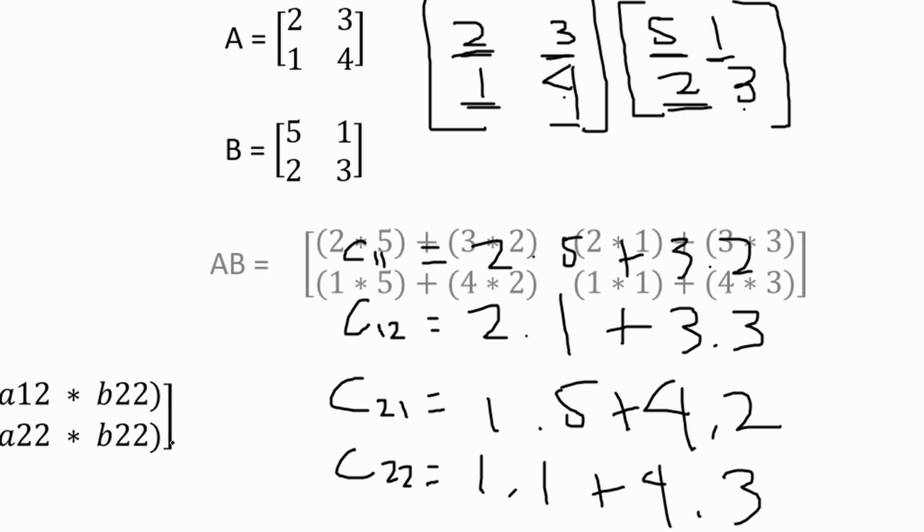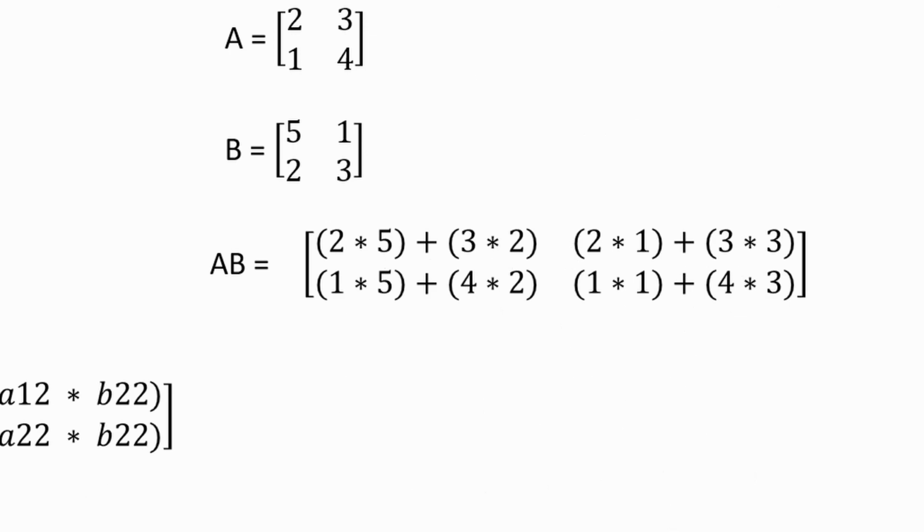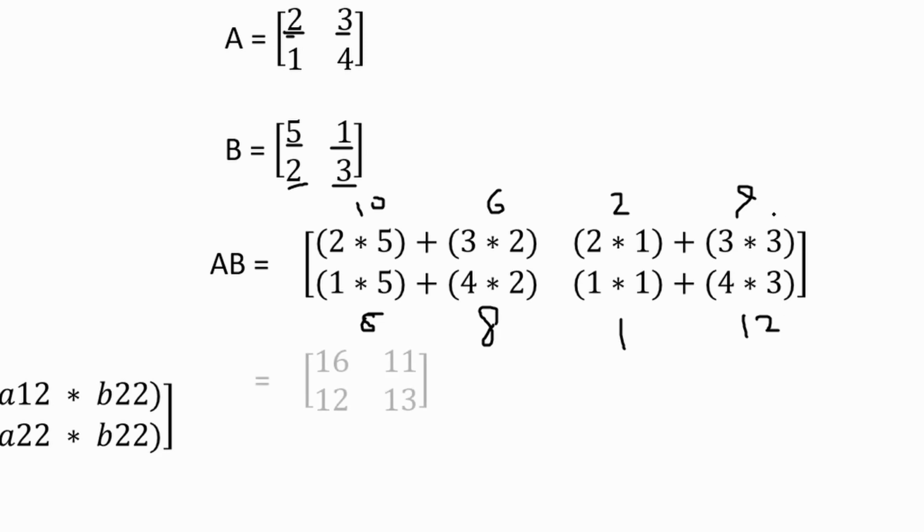I will show you this instead, so it will make it easier for you to understand. And then we just need to calculate it. This one is 10, 9, 2, 9, 5, 8, 1, and 12. Yes, that's the result. This is the result of multiplying these two matrices. It's called matrix AB now.